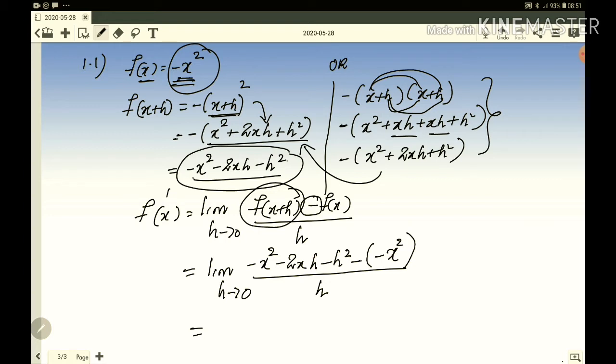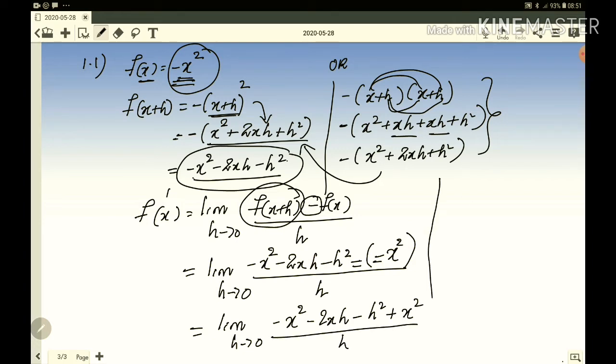So after the substitution, always in this type of question, something is there in the numerator to be cancelled. That is limit h tends to 0. I'm opening the bracket, so it's going to be minus x square minus 2xh minus h square. Then when you open the bracket, minus and minus become plus x square, divided by h. You see that one?